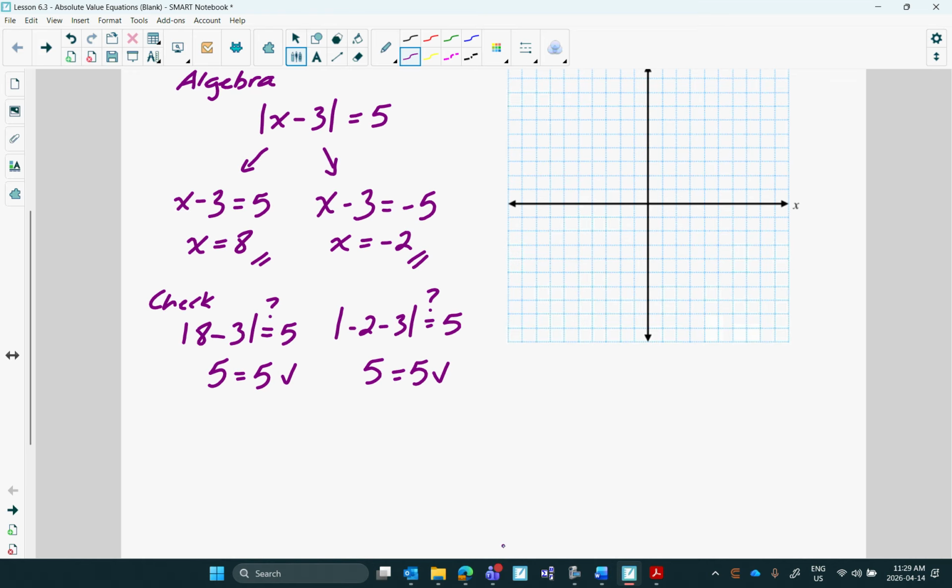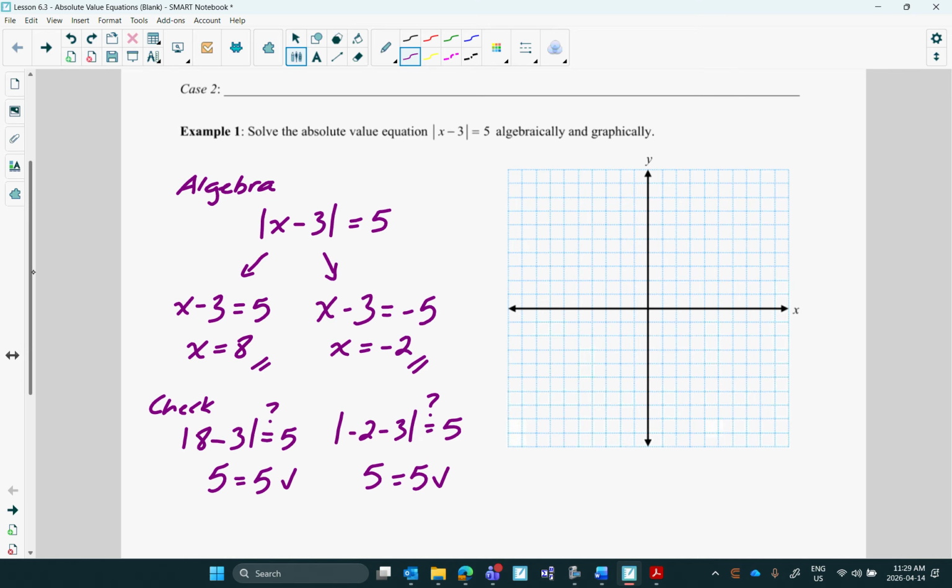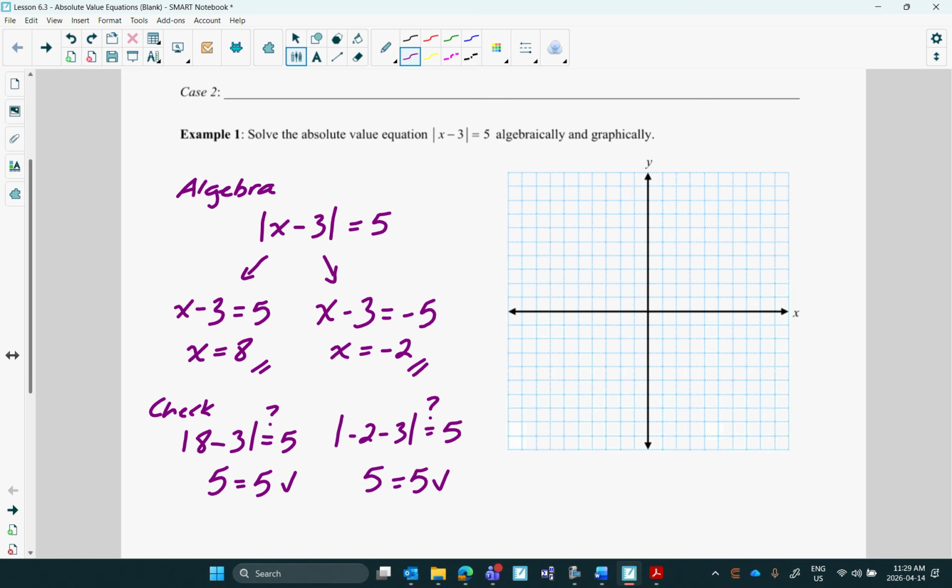So that's how we solve it using algebra. How do we solve it by graphing? How do you solve any equation by graphing? And I've been trying to beat this into you. You graph each side of the equation, and you see where they intersect each other, the x-coordinates. That's like what we did with quadratic equations. We graphed the parabola, we graphed the line, we found the x-coordinates where they intersect. We do the same thing with absolute value.